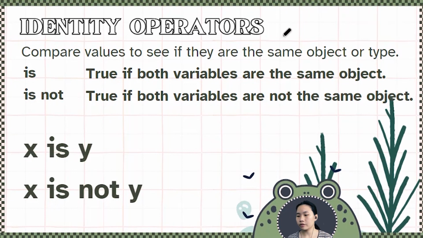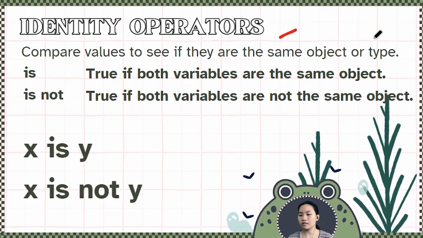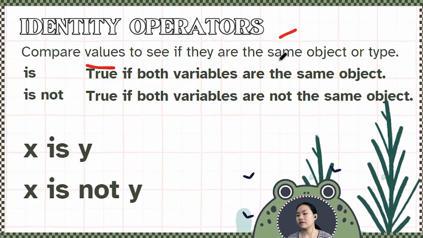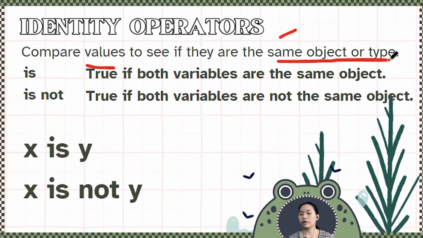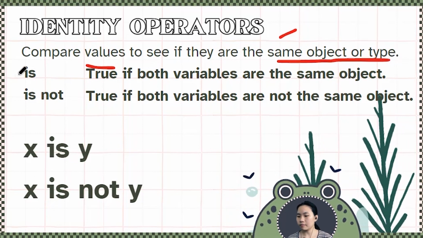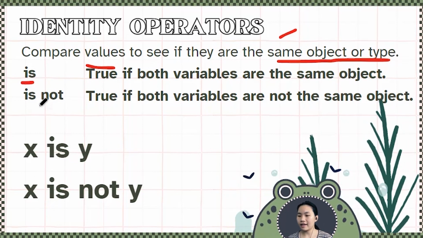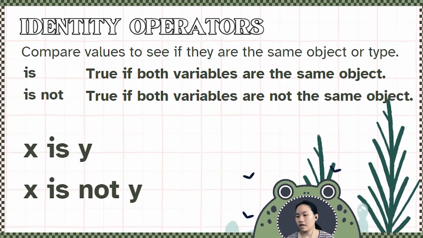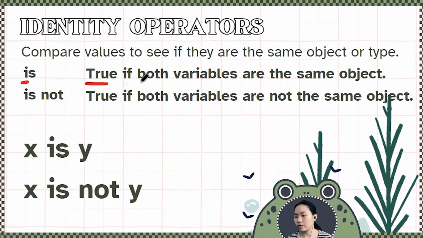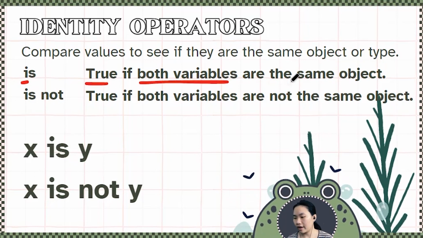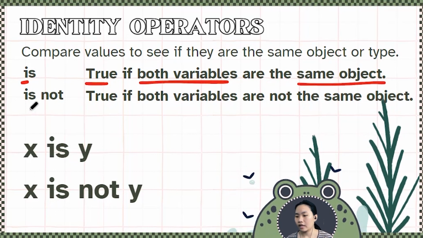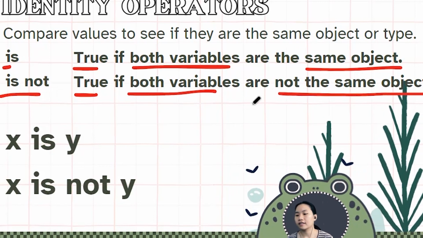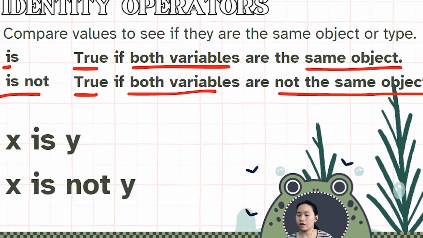Next up, identity operators. Identity operators compare values or objects to see if they are actually of the same object or the same type. And very simply, the keywords are is and is not. I'm going to erase these. Okay, so is will be true if both variables or values are the same. Is not will return true if both variables are not the same. So they are complete opposites to each other.